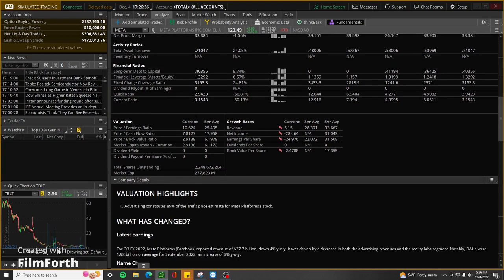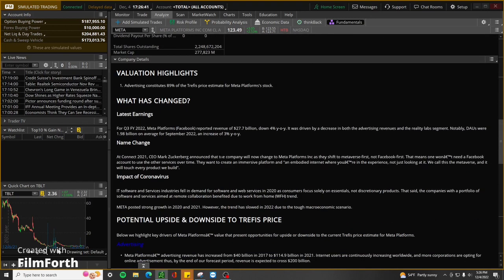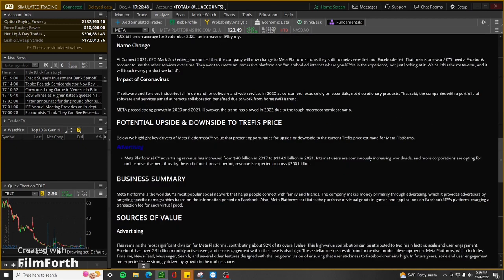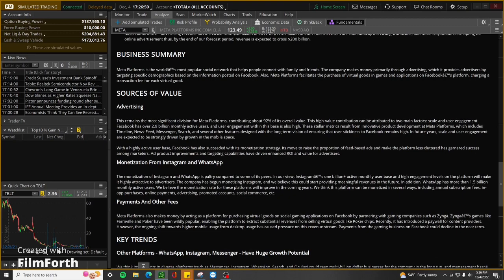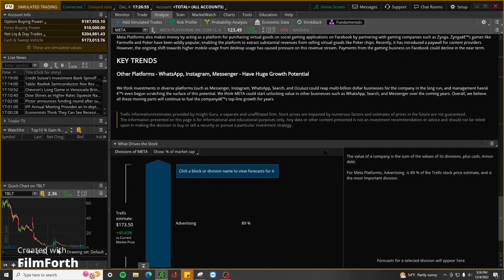You also have the valuations, the revenues, net income. You scroll further down here, you have the valuation highlights, what has changed with the particular company itself, the potential upsides, downsides. You have the business summary, key trends. So you have a lot of information that will be available for you on the fundamentals tab. Basically on one tab, at a glance, different data sets.